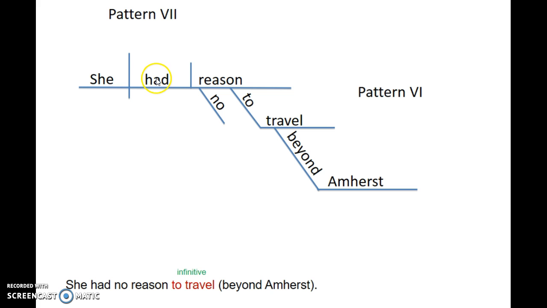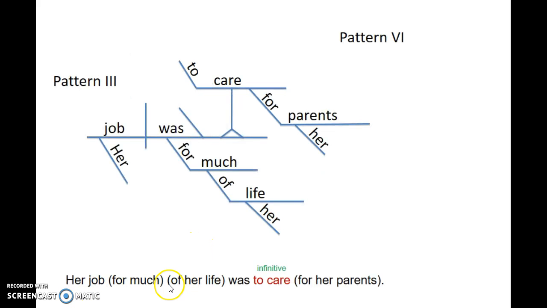So we've already identified our main sentence pattern. We just need to do with travel, is working with the verb or the subject she. Travel is an action verb, but there's no direct object, so that makes it a pattern 6.